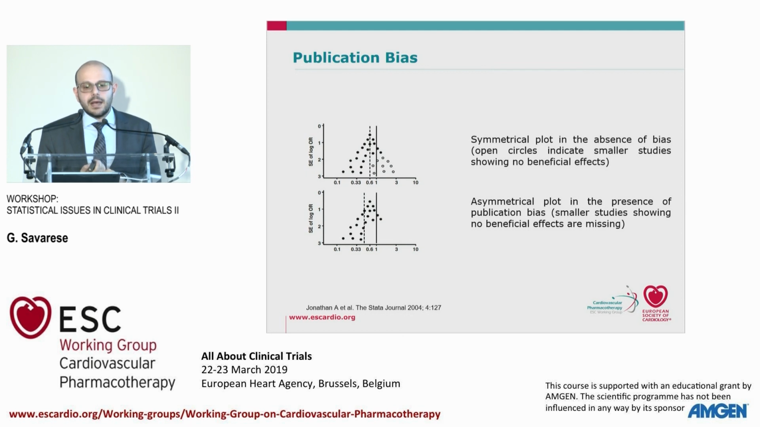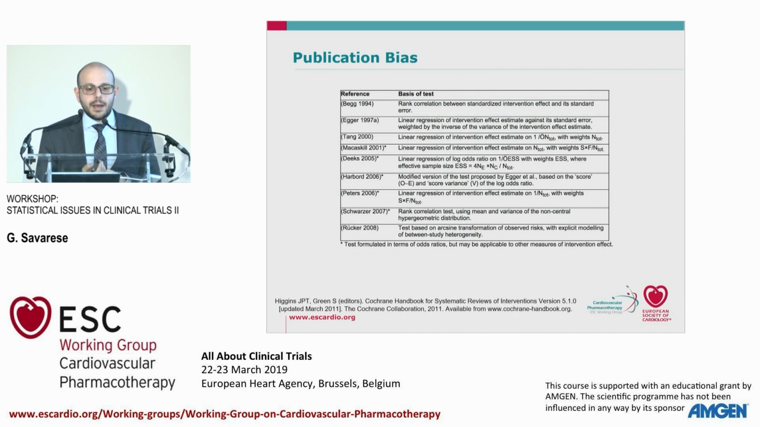Then always assess the presence of publication bias. This is a funnel plot. When you see this kind of figure, if these dots that represent the different trials are symmetrically distributed, it means that there is no publication bias. If they are asymmetrical, this means that there may be publication bias. But of course, publication bias can also be assessed by a statistical test that's based on regression analysis. If you have a significant p-value for one of these tests, it means that actually you have a publication bias.